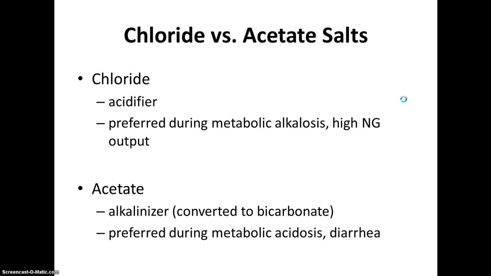And same thing for acetate. Acetate is converted by the liver to bicarbonate. So we know bicarbonate, more of an alkalinizer. So if somebody has metabolic acidosis, like from diarrhea or acute kidney injury, acute renal failure, then acetate provided via the TPN can actually help with the patient's metabolic acidosis.